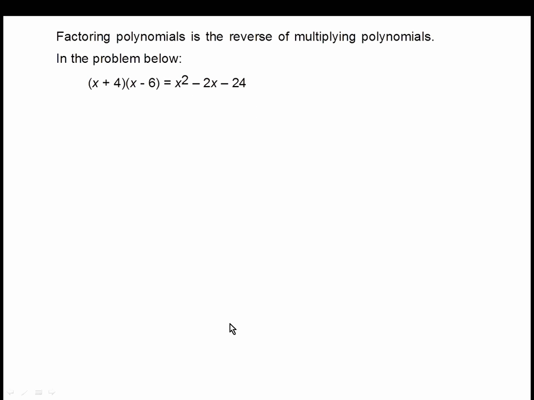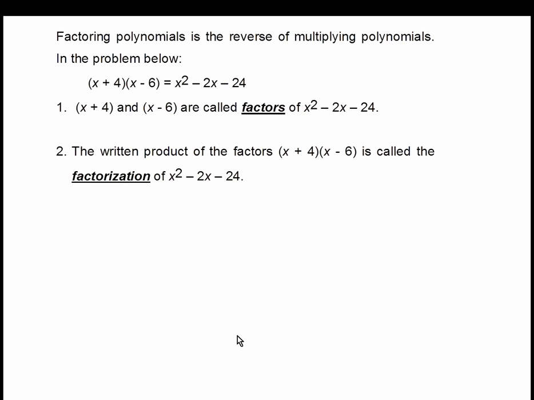Now, the terminology that goes with what we've set up there. Number 1, x plus 4 and x minus 6 are called factors of x squared minus 2x minus 24. Number 2, the written product of the factors, x plus 4 times x minus 6, is called the factorization of x squared minus 2x minus 24. You could also have written it as x minus 6 times x plus 4. That would also be the factorization.